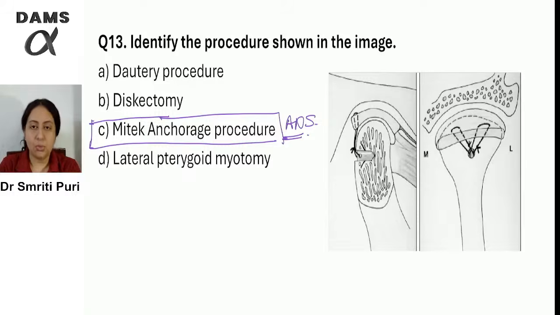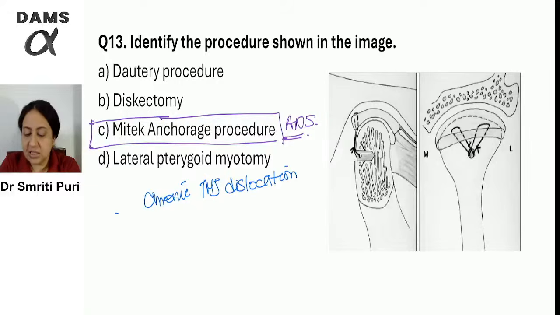Now, we all know Mitek anchorage sutures are used for treatment of chronic dislocation, chronic TMJ dislocation. And this acts as a direct restraint of the condyle.